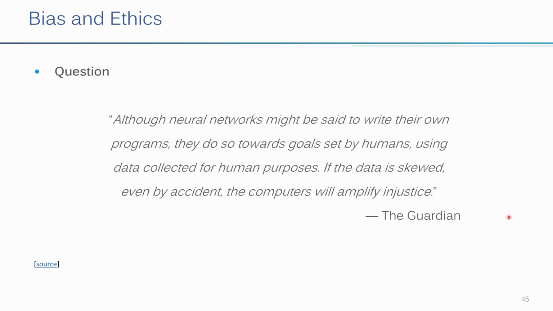And as we said before, although neural networks might be set to write their own programs, they do so towards goals set by humans using data collected for human purposes. If the data is skewed, even if by accident, the computers will amplify injustice. Think about all the characteristics that you convey when you're writing a text, whatever that text is. Now multiply that by the number of people in the same situation as you, and then try to condense that into a tool that uses this data to draw a specific category. So this is something really interesting to keep in mind.